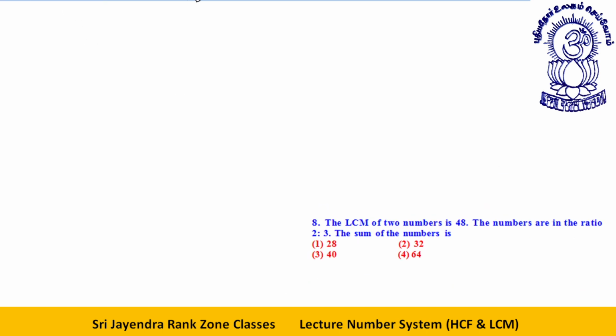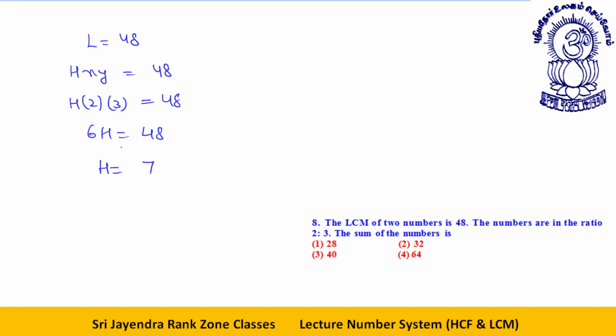Now, a different way. The LCM of two numbers is 48. LCM is equal to 48. L is actually HXY, 48. The numbers are in the ratio 2 is to 3. That way 6H is equal to 48, or H is equal to 8.